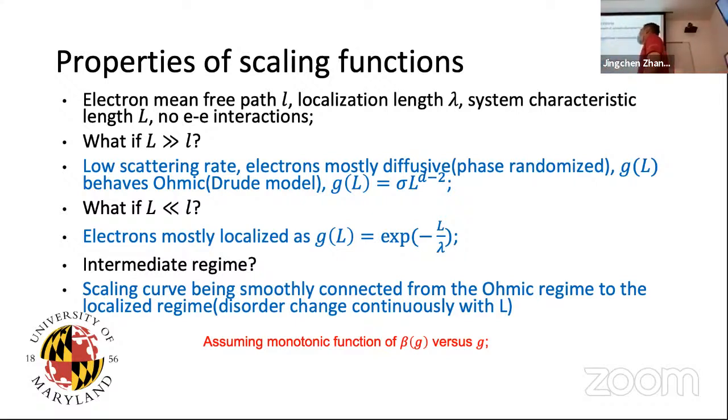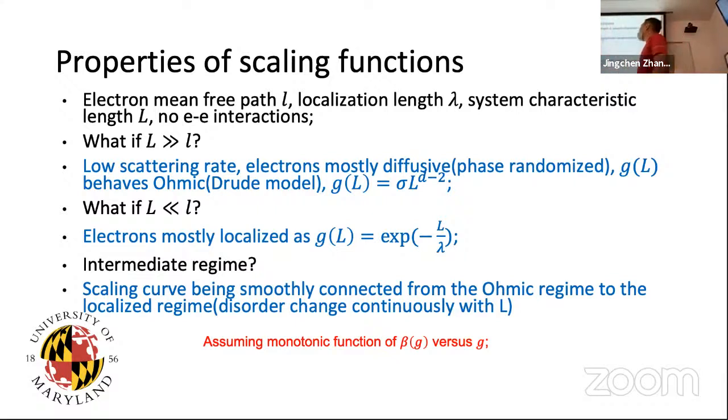Another limit is: what if the system size is much smaller than the electron free path? We claim that electrons will be mostly localized, because when an electron wants to collide with other electrons, it doesn't go out of its localization length. So it's still localized before it collides with other electrons to get some more momentum. So we'll assume that its form is exponentially decaying around its position. Here it should be proportional instead of equal, to be more rigorous.